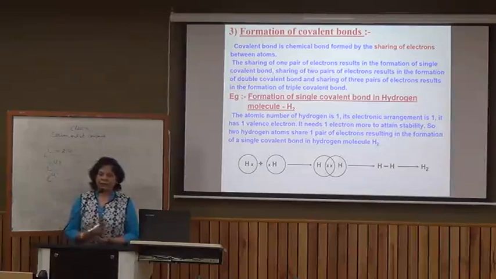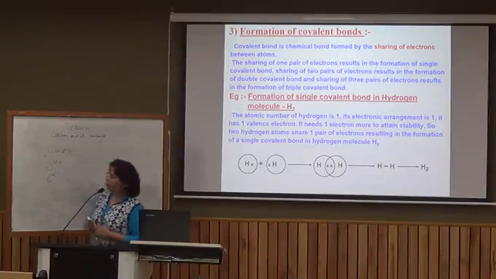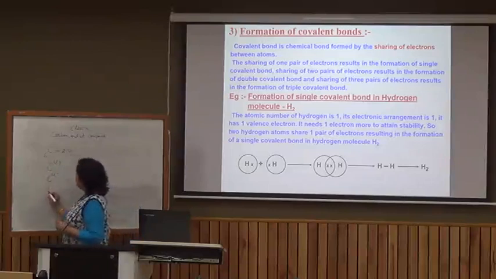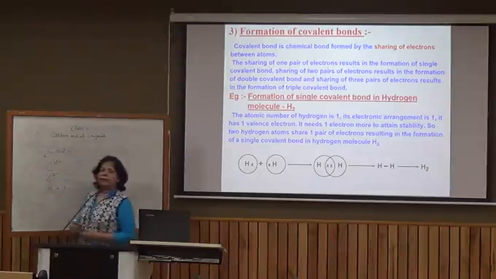We are starting with the simplest element, that is hydrogen. We all know hydrogen's atomic number is 1. So it has only one electron in its K shell and it is unstable. Now to attain stability it needs one more electron.